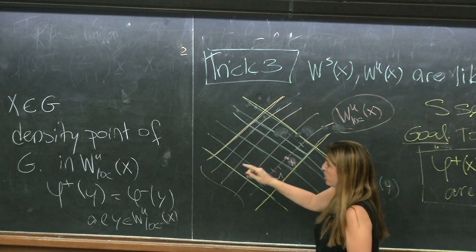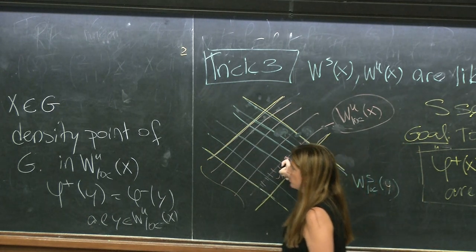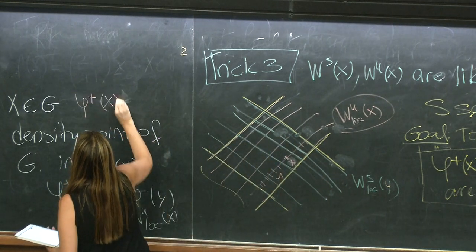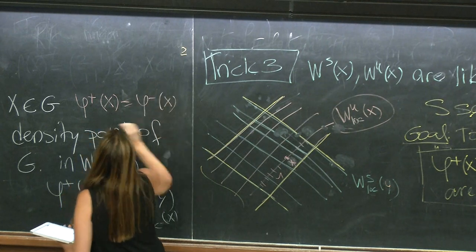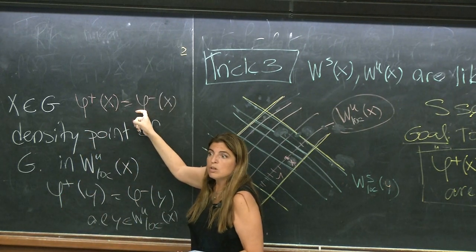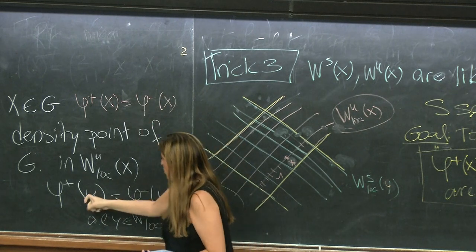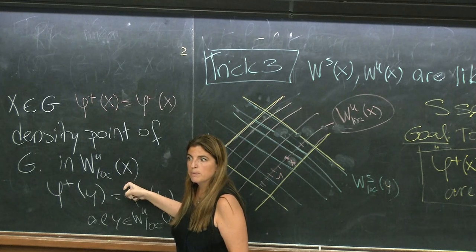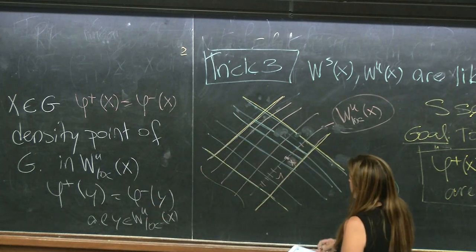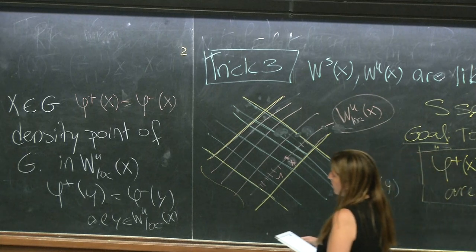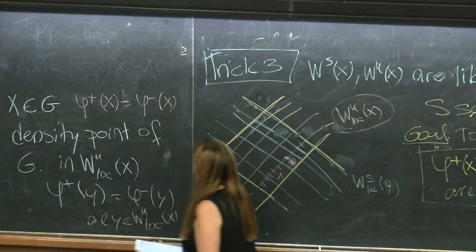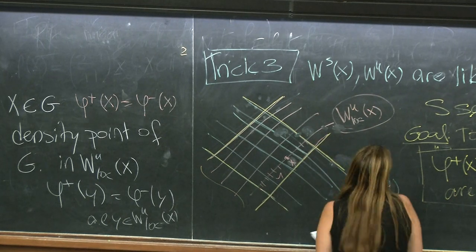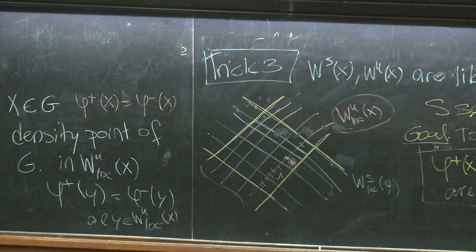So we pick a good point. This is a good point. So this will hold for x, but not only will it hold for x, it will hold for almost every y in the unstable leaf of x. Okay? But so we have that phi plus y equals phi minus y. So on one hand, this is almost everywhere constant.